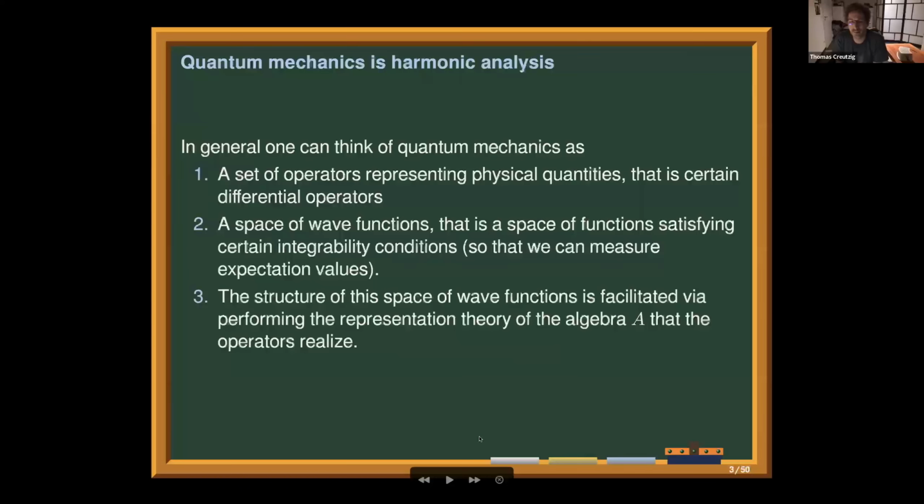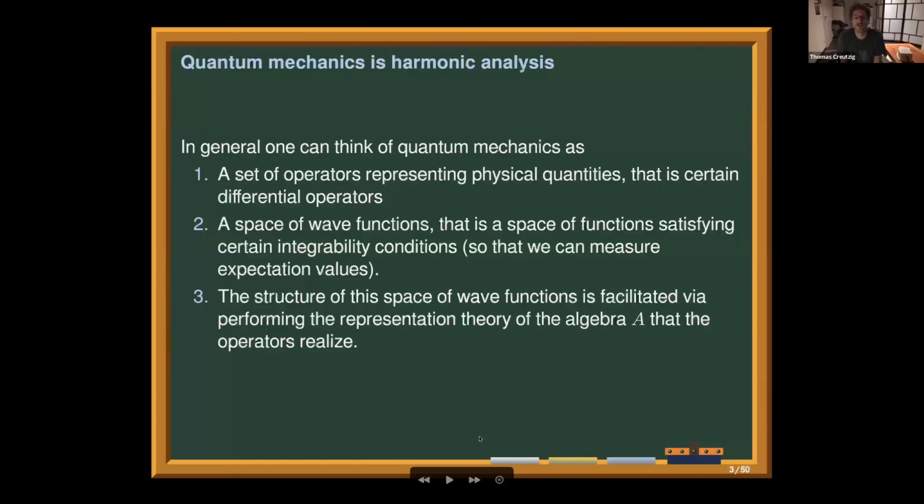Okay, and now this is the baby example, right? And in general, one maybe would like to think of quantum mechanics as the following data. One has a set of physical quantities, certain differential operators. So here in this case, this would just be the differential operators d/dx and x. And these differential operators act naturally on a certain space of wave functions. And that means a certain space of functions that satisfy certain integrability conditions, because as a physicist, you would like to get expectation values which are certain integrals.